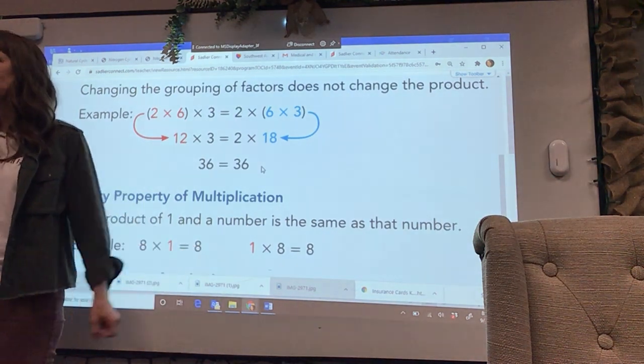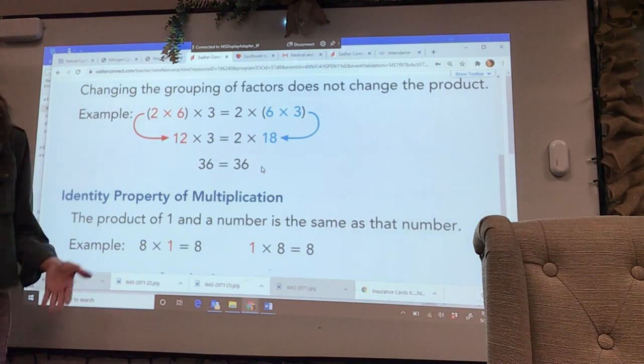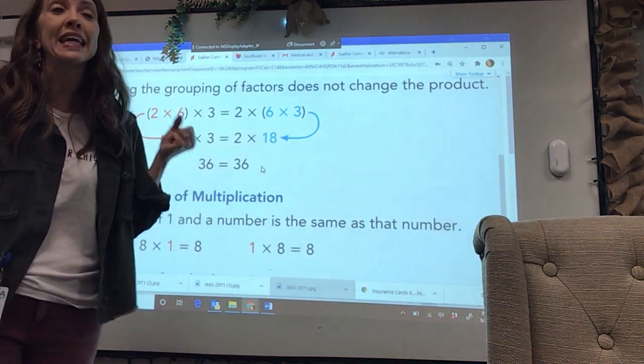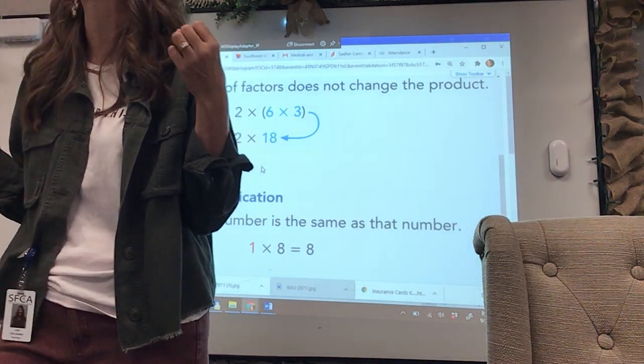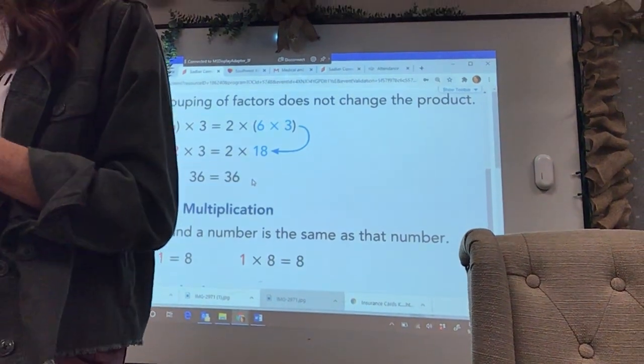1 times 8 equals 8. Same. If you multiply a number by 1, it keeps its identity. That's why it's called the identity property.